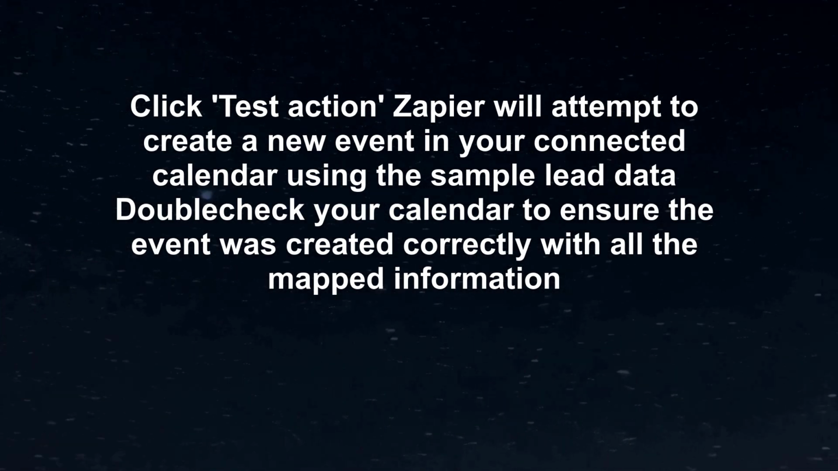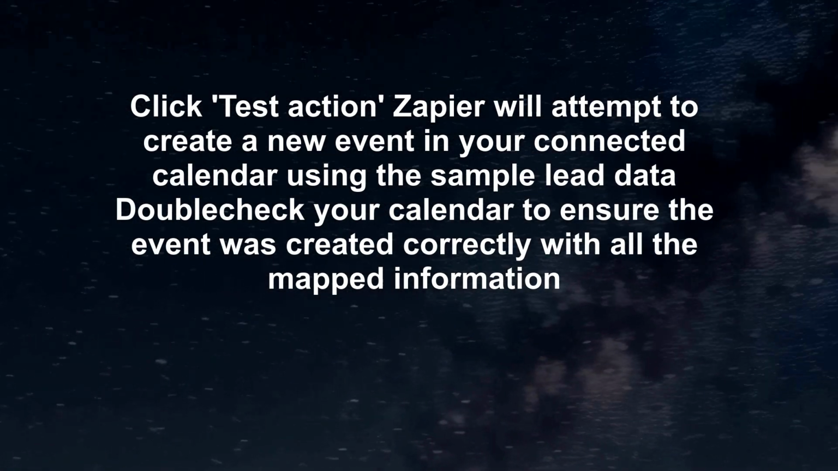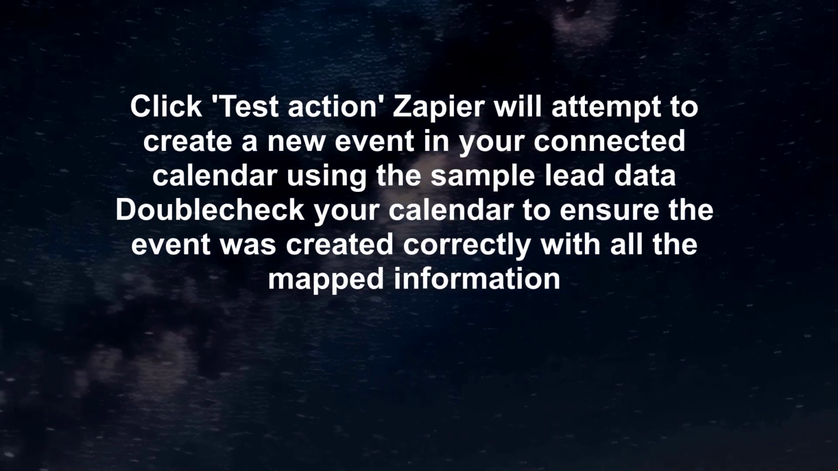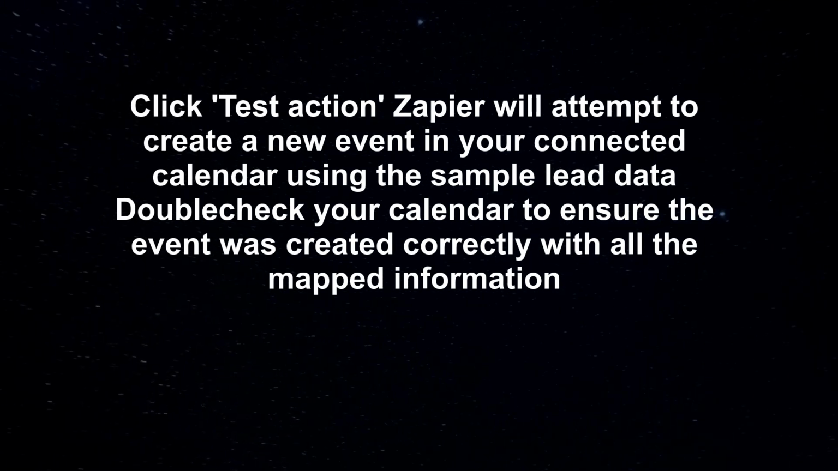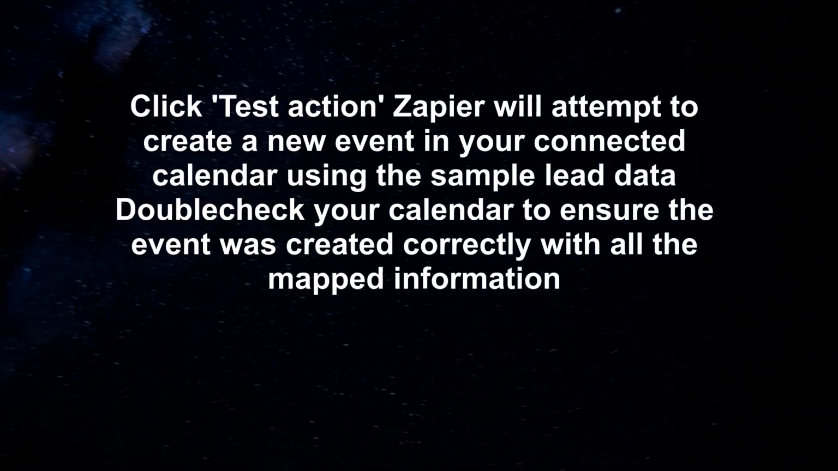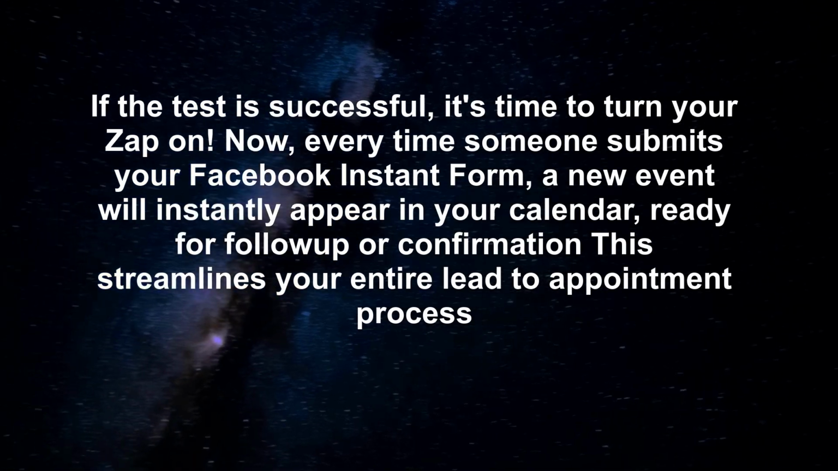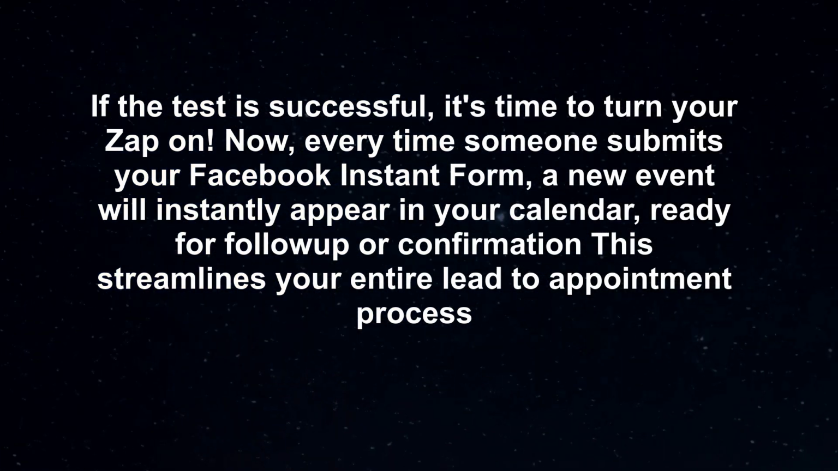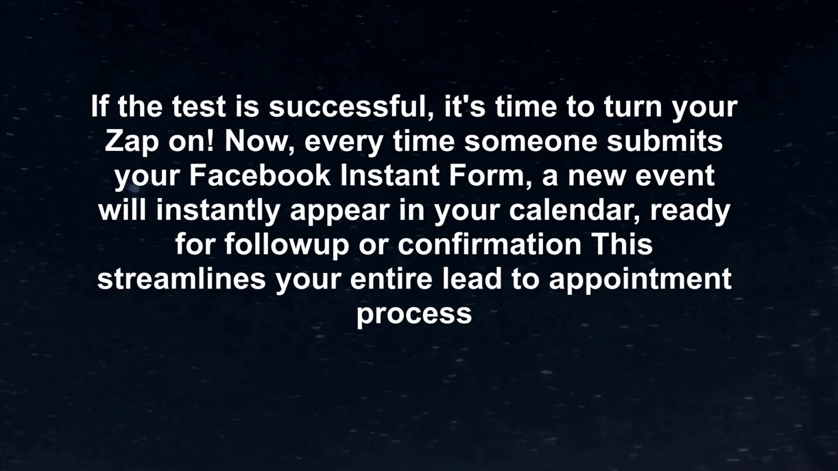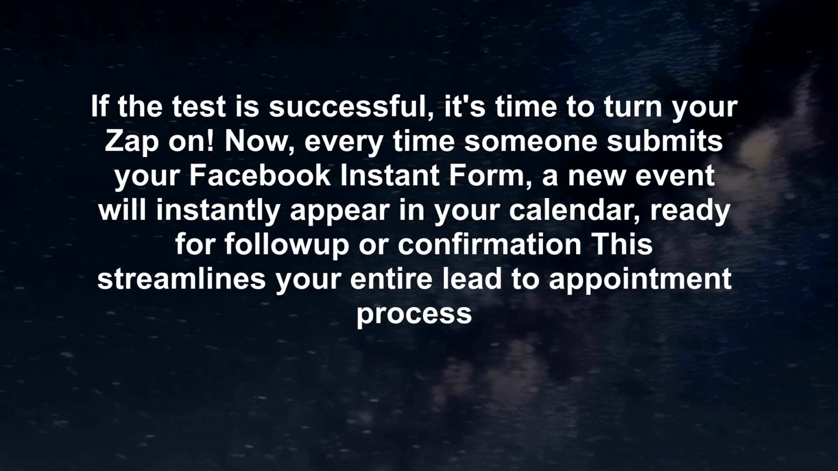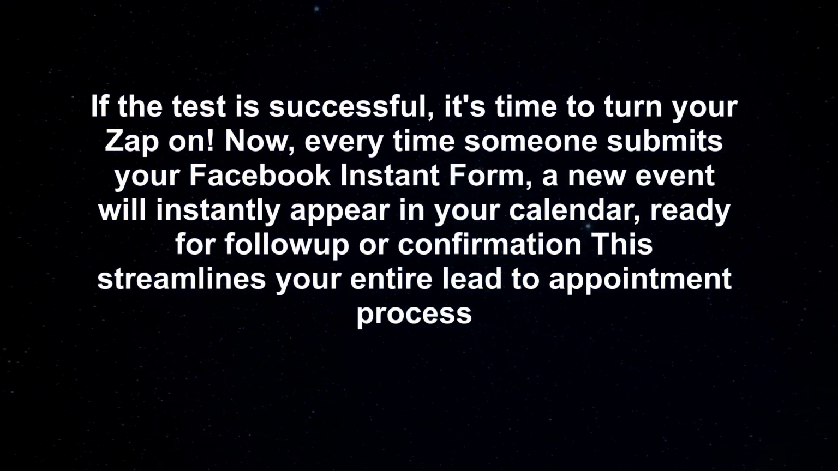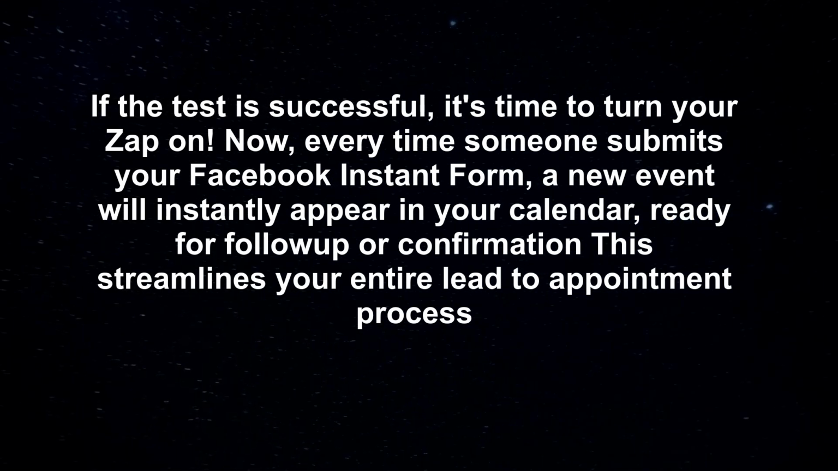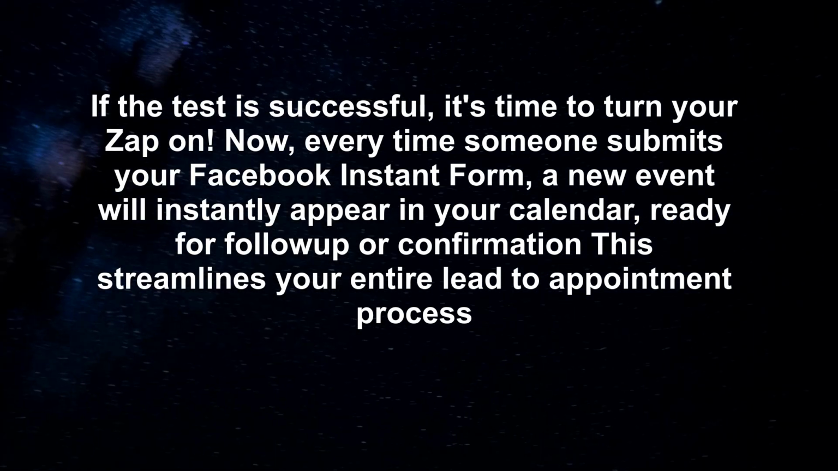Zapier will attempt to create a new event in your connected calendar using the sample lead data. Double-check your calendar to ensure the event was created correctly with all the mapped information. If the test is successful, it's time to turn your Zap on. Now, every time someone submits your Facebook instant form, a new event will instantly appear in your calendar, ready for follow-up or confirmation. This streamlines your entire lead to appointment process.